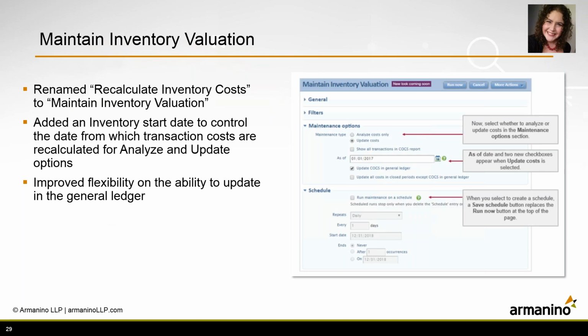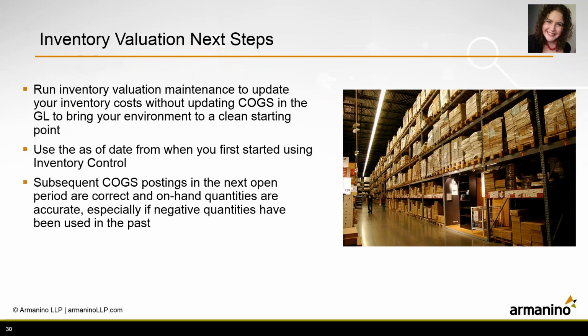In terms of next steps, you want to run your inventory valuation maintenance to update your inventory costs without updating cost of goods sold in the general ledger to bring your environment up to a clean starting point. So that's going to take care of the historicals and allow you to start with the new costing logic going forward. You'll use the as of date from when you first started using the inventory control submodule. And all your subsequent cost of goods sold postings in the next open period will be correct.